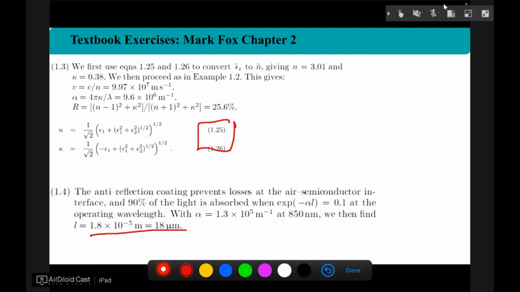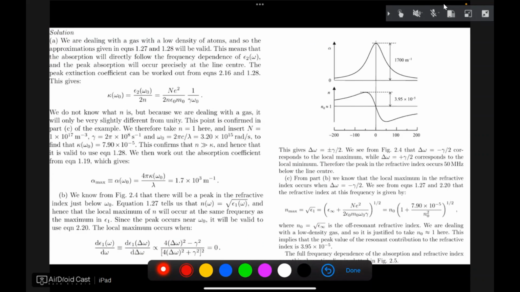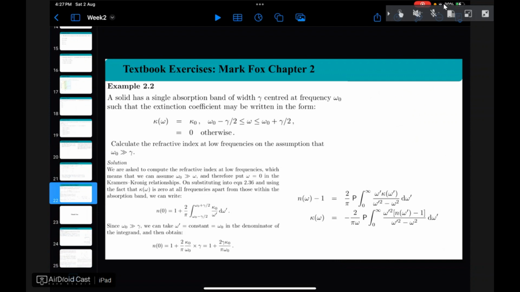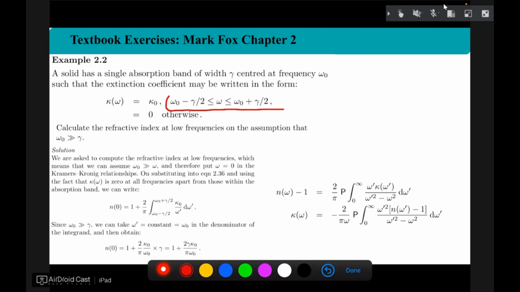So this was the exercise, and there is one more question. The next question is, a solid has a single absorption band of width gamma centered at frequency omega naught, such that the extinction coefficient may be written in the form kappa of omega equal to kappa naught in this region, otherwise 0. We have to calculate the refractive index at low frequencies when omega naught is very much greater than gamma.